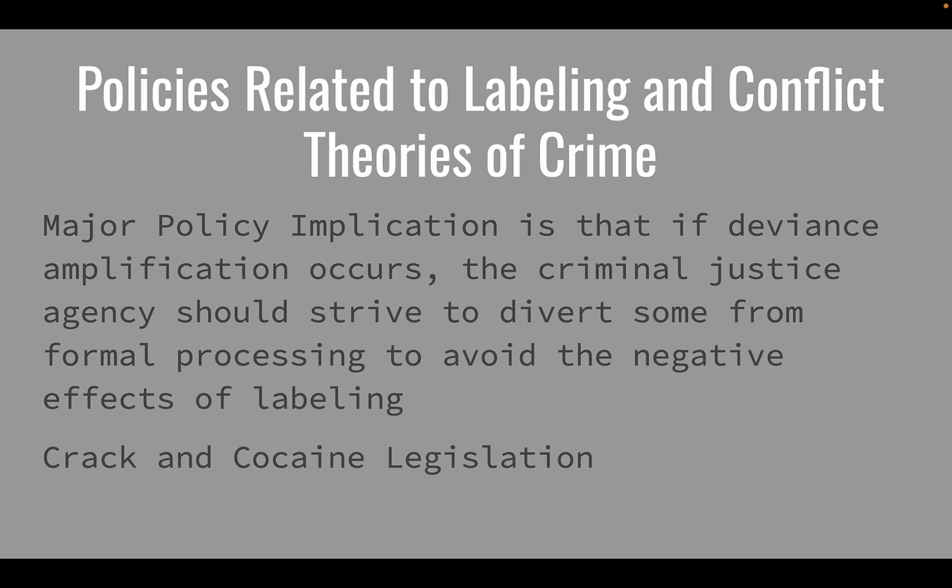So speaking of policy recommendations, some policies related to labeling and conflict theories of crime. If deviance amplification is a thing that we're seeing and we can measure, then the criminal justice system should try to divert some of the formal processing to avoid negative effects of labeling. That's a really wordy way of saying, if we know that the labeling process itself can often push people away from society and therefore almost encourage them to take on more deviant identities and often push them down a road of more criminality, then shouldn't we strive to divert people from that?